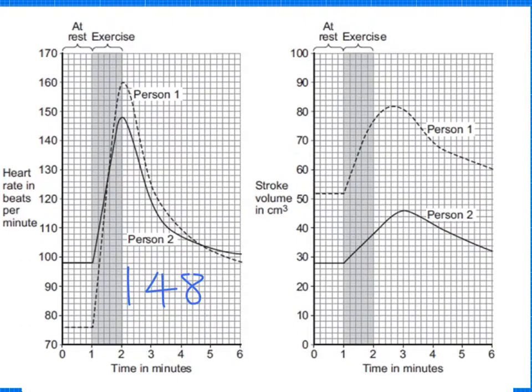Oh no, I'm in the wrong place. Do apologise. There you go. Even DrBiology makes mistakes. So there we go. After exercise, so we're looking at after exercise at that point there. We can read that off, and that is 38. So we've got our two figures there. If we go back to the question, we can now work out the cardiac output.